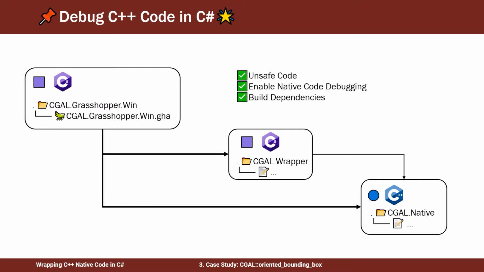So if you want to debug C++ code in C#, you have to check three things. First, you have to check that the unsafe code checkbox is checked. You have to enable native code debugging. The final step is quite important because we need to debug in the Grasshopper application. So we need to set the build dependency of CGAL wrapper and also the CGAL native. That's all the things we need to set up in Visual Studio.